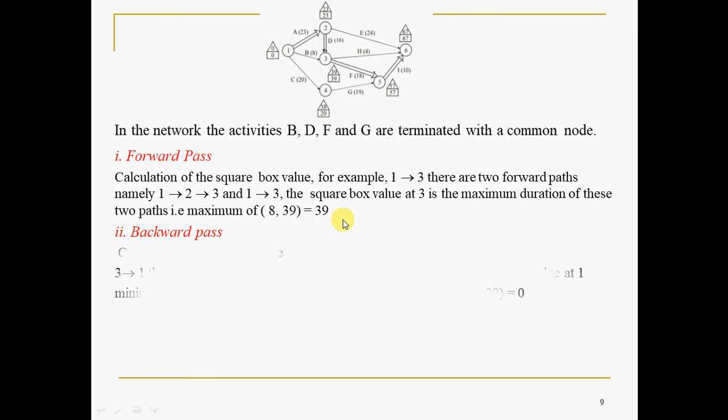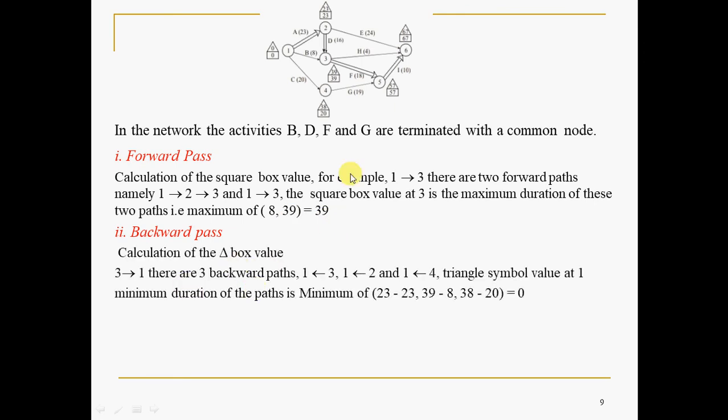Fine. Backward pass is the other way, that is filling the triangle value. So there are two ways of getting these values, I mean, filling this square box and triangle box. Like this you can take. For example, 1 to 2, how many paths? Only one path. Hence 0 plus 23. 1 to 3, how many paths? There are 2 paths. So 0 plus 8 or 23 plus 16. How much? 23 plus 16, 39.